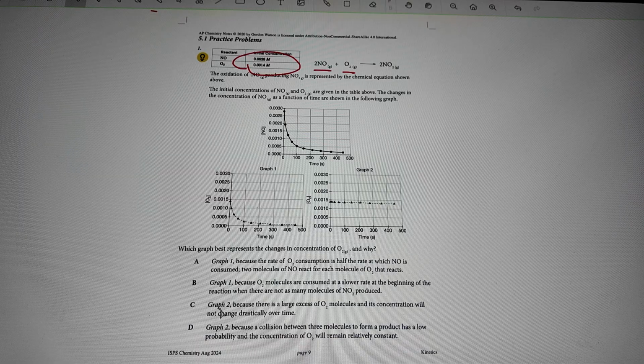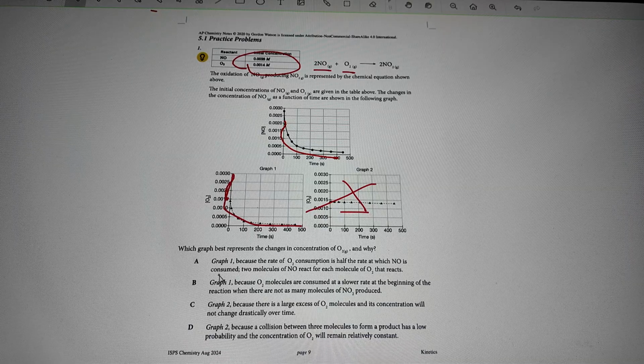So definitely graph 2 is not correct, right? This can't be correct because this is getting used up, and this is getting used up even faster if you think about it. This is happening over this amount of time, and you could say the other one is happening in half the time, right? It's happening even faster. So the answer is definitely not C, and definitely not D. And so let's see the answer choices for A and B.